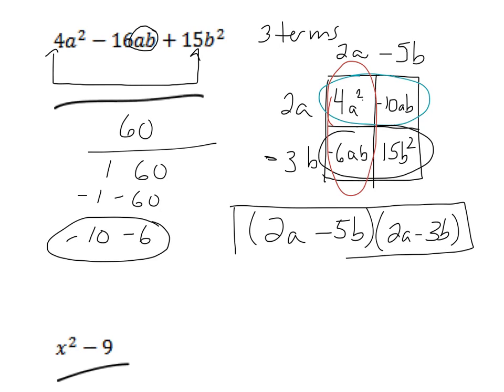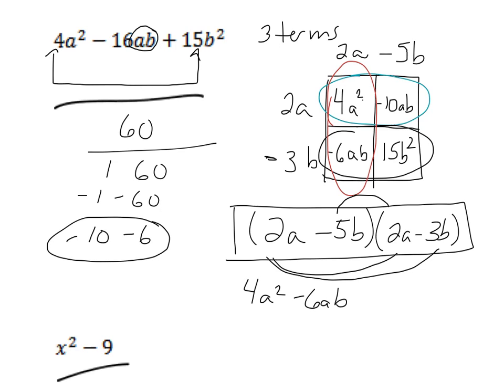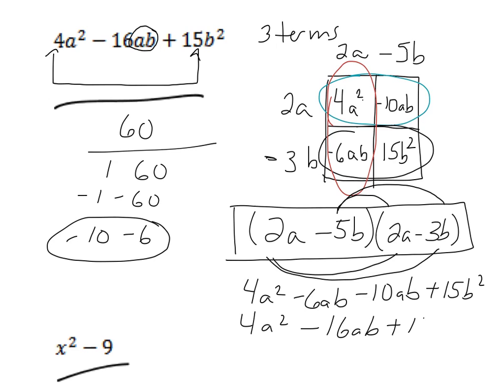And of course, if you wanted to check it, we could FOIL it, and we'll check this one. So 2a times 2a is 4a squared. Well, that's good. 2a times negative 3 is negative 6ab. Negative 5 times 2 is negative 10ab. And negative 5b times negative 3b is positive 15b squared. So the check will work because negative 6 and negative 10ab give me negative 16ab plus 15b squared. Exactly what we thought it would be. So that is the correct factorization.